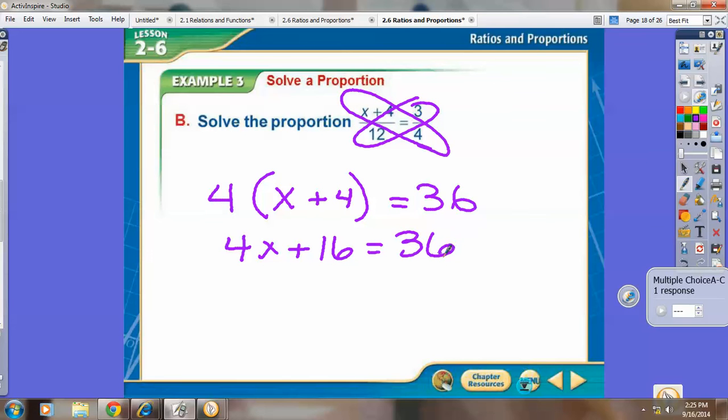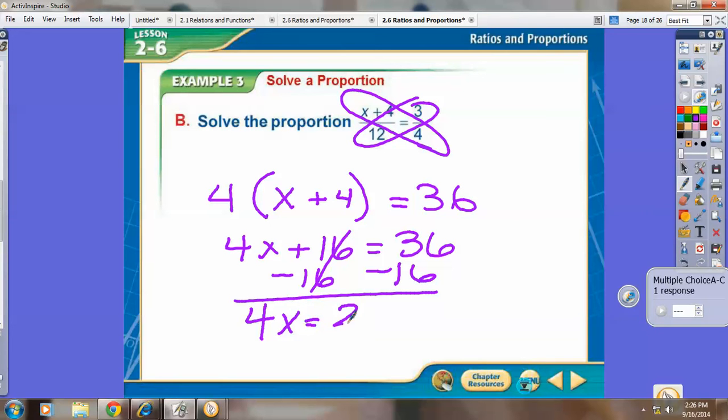equals 36. To solve an equation, we typically try to undo our addition and subtraction first. So we have plus 16, what undoes plus 16? Minus 16. So 4x equals 36 minus 16, which is 20. Divide by 4 to undo the multiplication. 20 divided by 4 is 5.